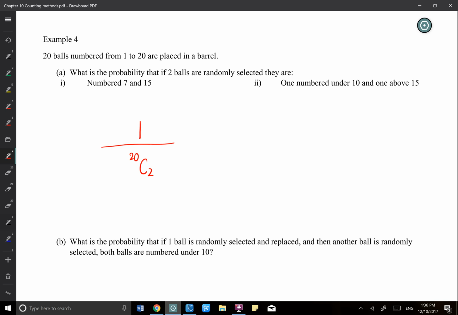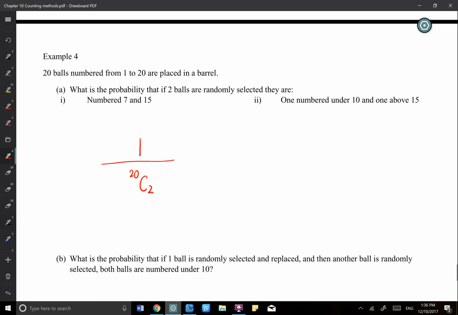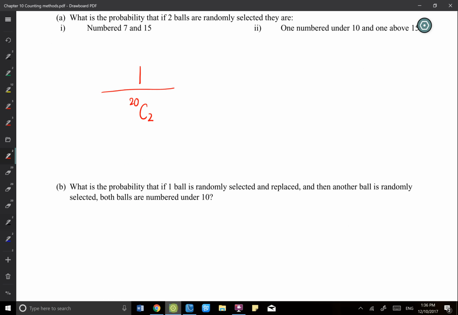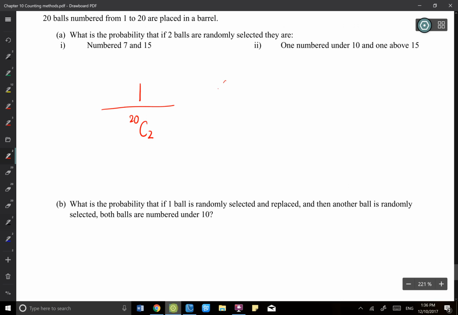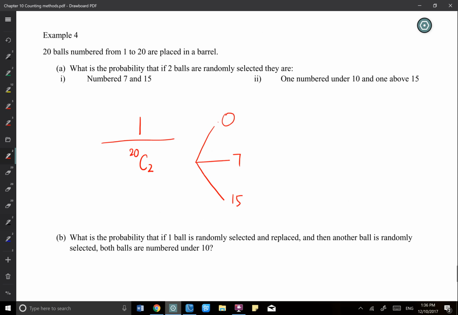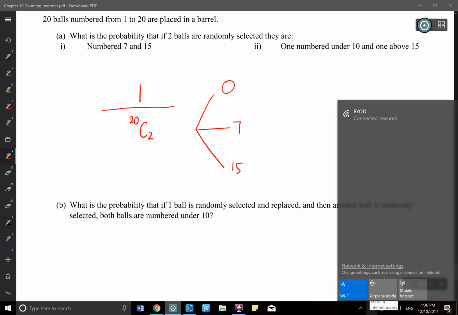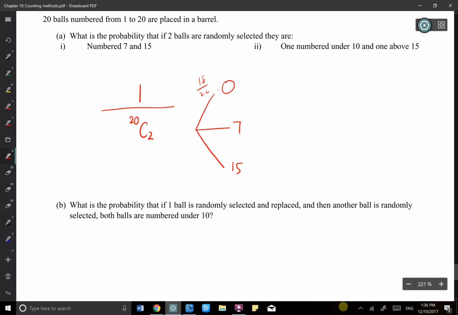Or another way you can do it, which is not really a good way, is a tree diagram. It can take longer. So what you can do is, I use O to represent others. You get a 7 for the first selection and 15 for the second selection. That's what you have. The probability is 1 out of 20 for the 7.